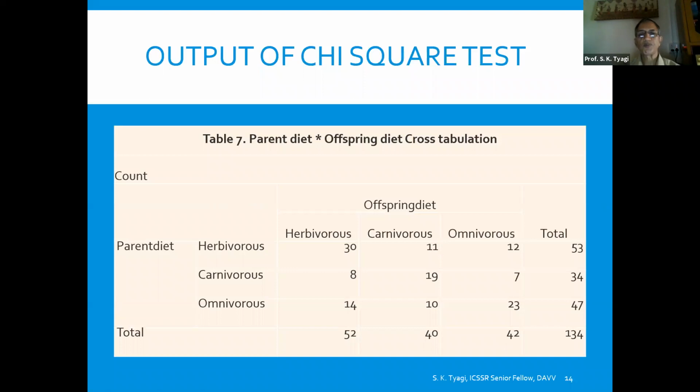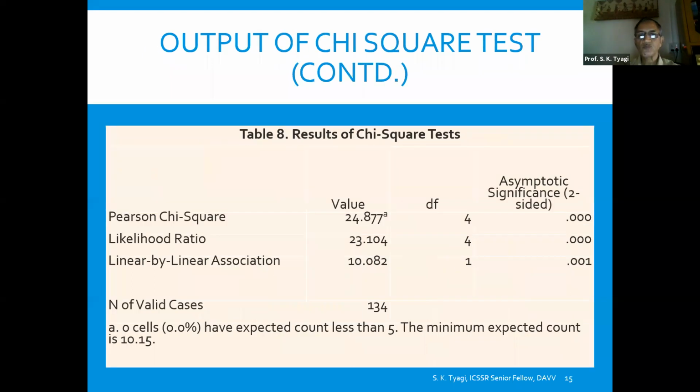This is the output. Parent diet into offspring diet cross tabulation. First table, table 7. This gives you the frequency in each of the 9 cells. And these are the results of the chi-square test. The chi-square test value is this. Degree of freedom is 4, and asymptotic significance is 0.000, because it is less than the alpha level of 0.01. Therefore, it is significant at the 0.01 level. And this is assumption testing.